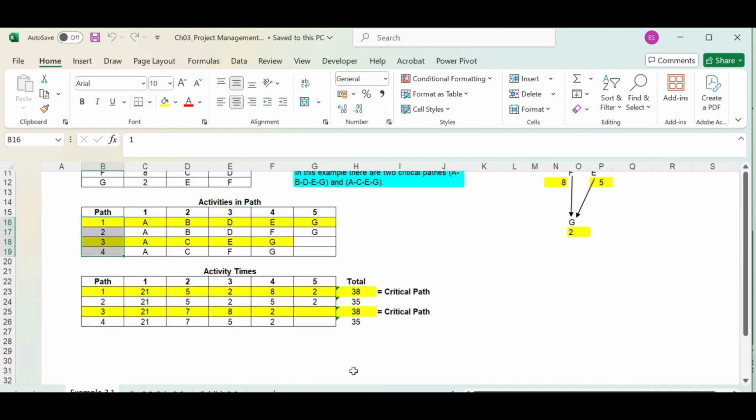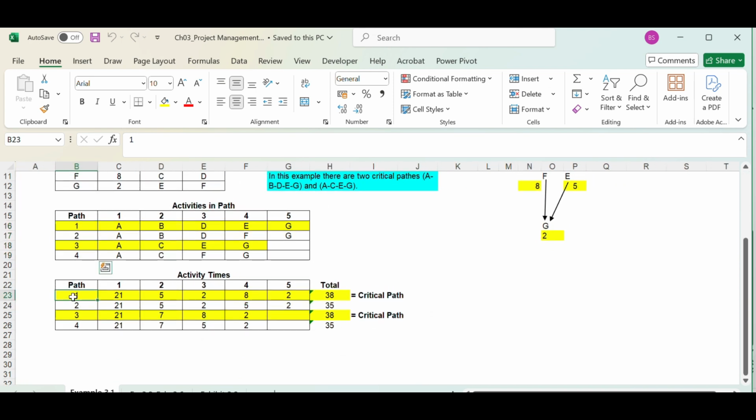Now let's see how much time it takes to complete each path. To traverse through path one, it takes 38 minutes. Path 2 takes 35, path 3 again takes 38, and path 4 takes 35 minutes. So these are the durations. Now tell me, what will be the minimum duration that it will take so that this project will complete? Well, we can take A, B, D, F, G and complete it in 35 minutes.